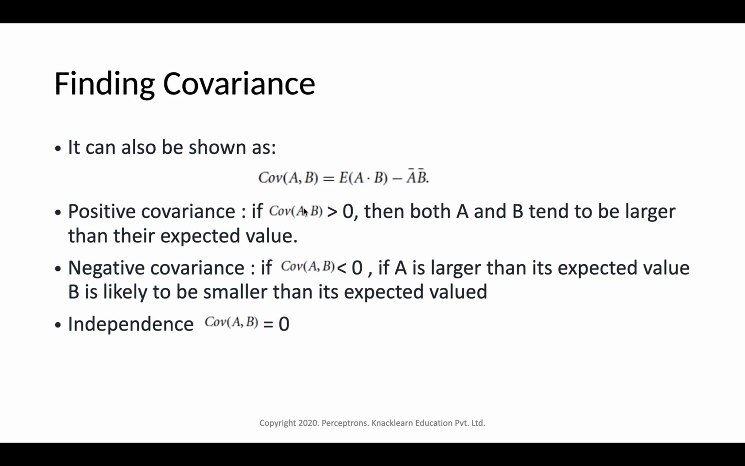So if we get a covariance value greater than 0, that means both A and B tend to be larger than their expected value. If we get a negative covariance, so if A is larger than its expected value, B is likely to be smaller. So when we have negative covariance within the data, that means one variable, A, is larger than its expected value, but B is likely to be smaller than its expected value. And we can say two of the variables are independent if the covariance value is 0.